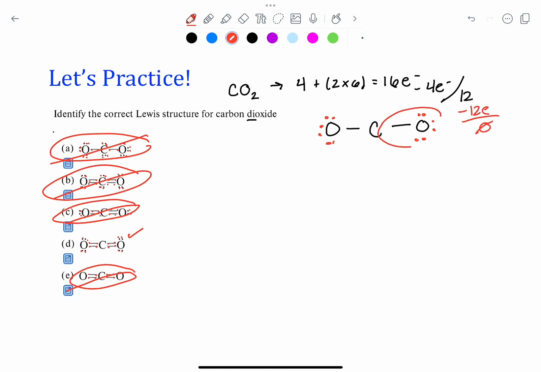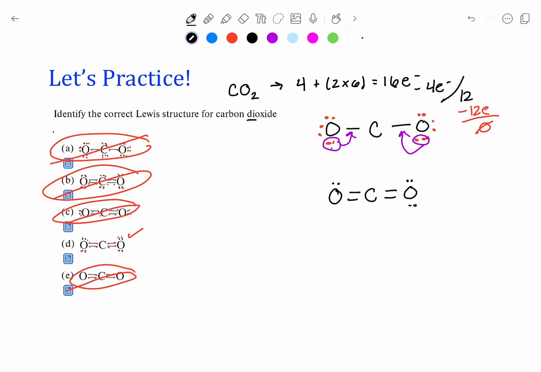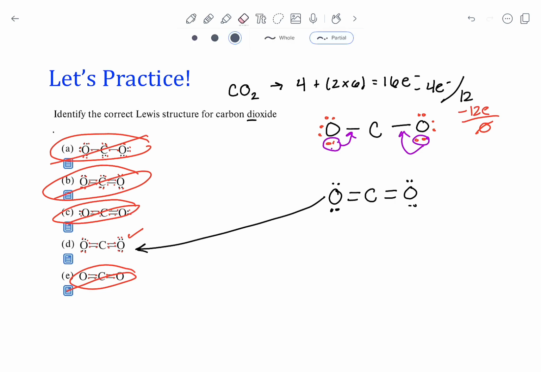We see that our oxygens all have octets, but our carbon does not. So each oxygen is going to be nice and donate a pair of electrons. Since the carbon needs 4 more electrons, those 4 electrons are coming from the 2 lone pairs. So we get O, double bond C, double bond O, with 2 lone pairs on either oxygen, which corresponds to structure D.